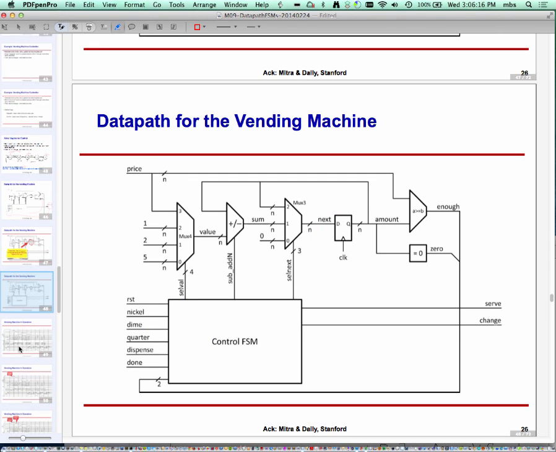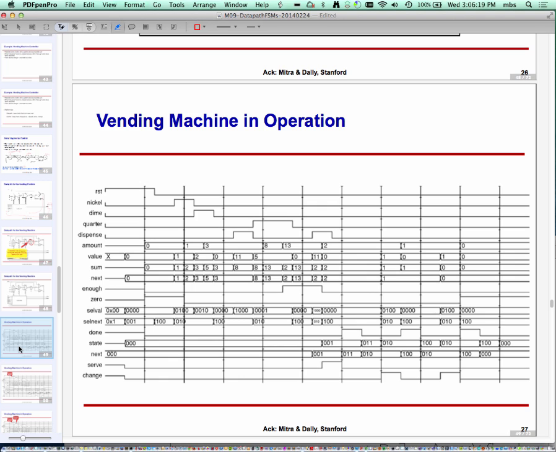Okay, so in operation, how would it look? It's unfortunately a very, very busy slide, but just to give you a sense of operationally what should happen in something like this: when you start out, there's a reset. The whole machine is reset. Then the user starts depositing coins. See this pulse out here, this basically says nickel deposited. Likewise, there's a dime deposited here.